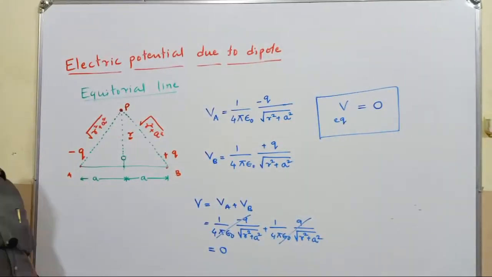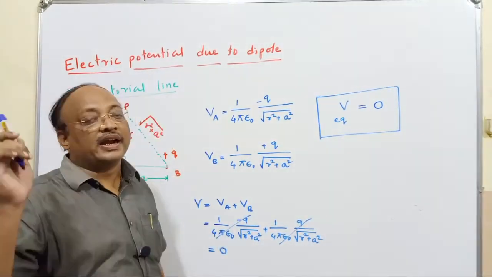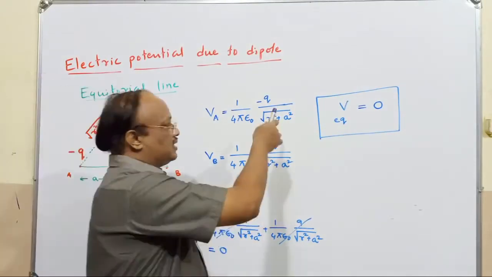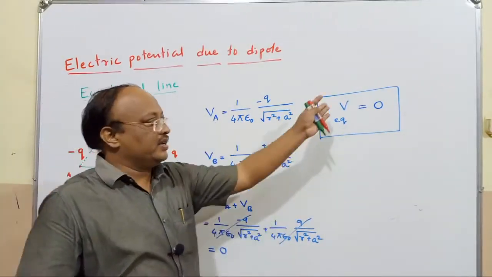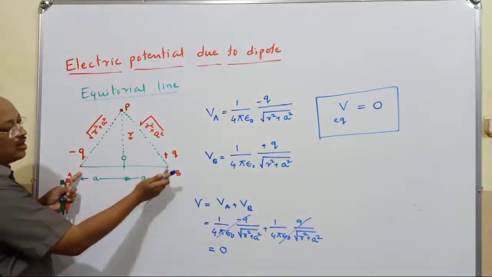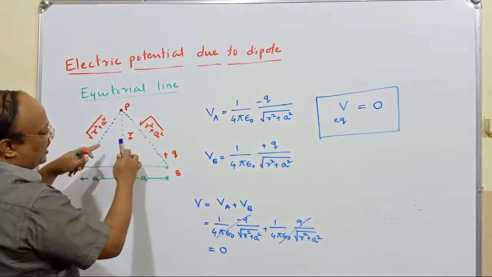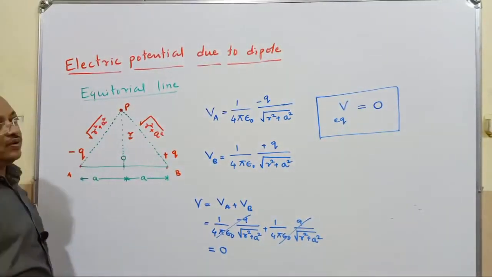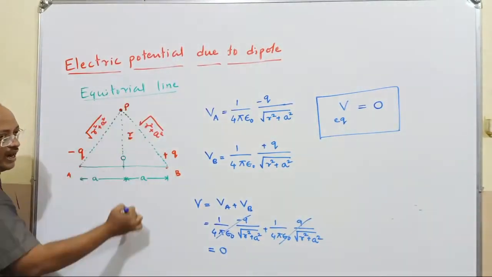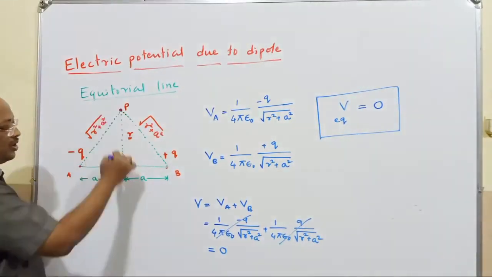Whereas for the electric field we were getting a definite expression, because electric field is a vector quantity. Since potential is a scalar quantity, and the separation of the negative charge and positive charge is the same, anywhere on the equatorial line you will get the potential as 0.